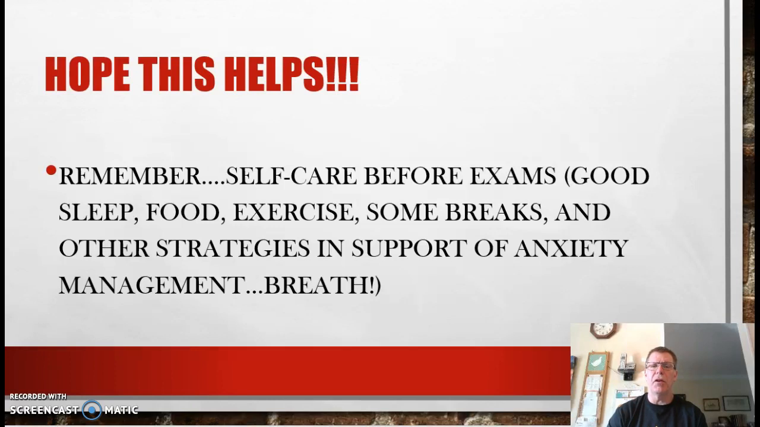And in all this, remember self-care as you're preparing for the exam. Get good sleep. Make sure you have good nutrition on board. Exercise. Take some breaks. And other strategies in support of anxiety management. I say breathe. The most effective anxiety management strategy you can do easily in the moment is effleurage breathing. So just consider self-care in all this.